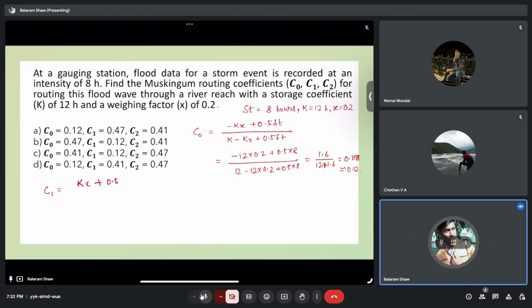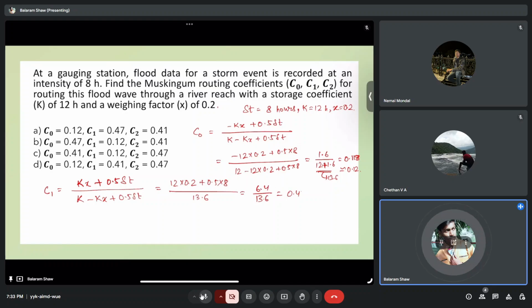Kx plus 0.5 into del T divided by Q minus Kx plus 0.5 into del T. So the denominator we have is 13.6. So it will be 12 into 0.2 plus 0.5 into 8 divided by 13.6. How much are we getting here? 12 into 0.2 plus 0.5 into 8 is 6.4. 6.4 over 13.6 is near 0.47.